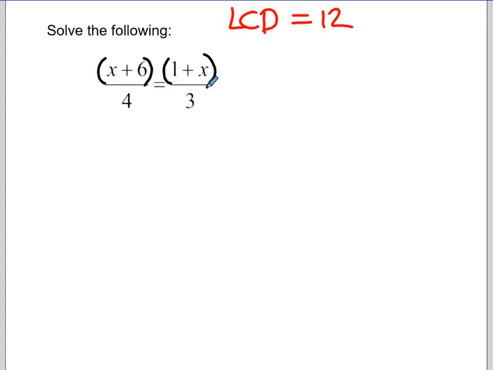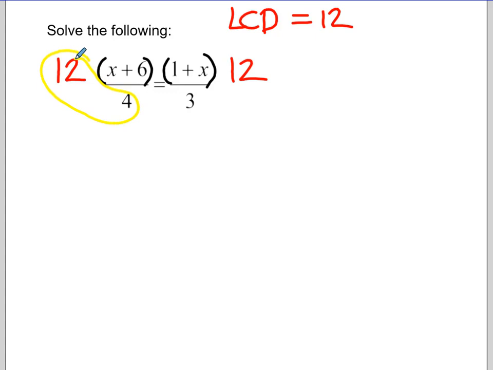Okay, so now I want to multiply both sides by 12. Now I could distribute the 12. That is one option, and I would end up with 12x plus 72, and all that would be divided by 4, and it would start to get a little bit messy. So what I would prefer to do, and this is a bit sophisticated and it'll take some time to get used to, is I want to just deal with these guys.